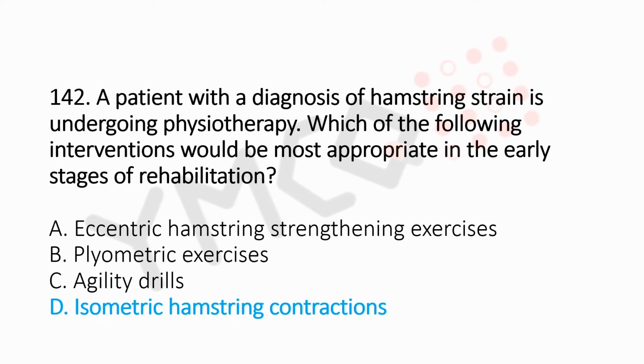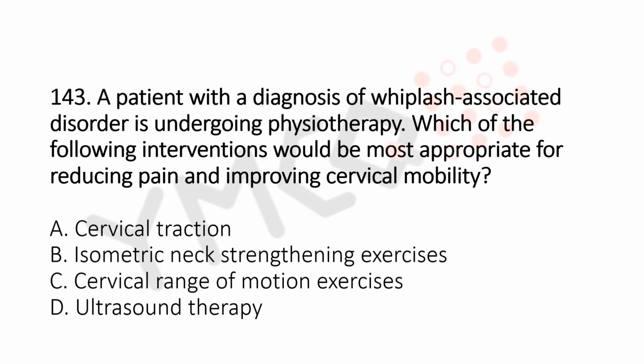Now let's move to question number 143. A patient with a diagnosis of whiplash-associated disorder is undergoing physiotherapy. Which of the following interventions would be the most appropriate for reducing pain and improving cervical mobility? Option A, cervical traction. Option B, isometric neck strengthening exercises. Option C, cervical range of motion exercises. Option D, ultrasound therapy. And the answer is Option C, cervical range of motion exercises.